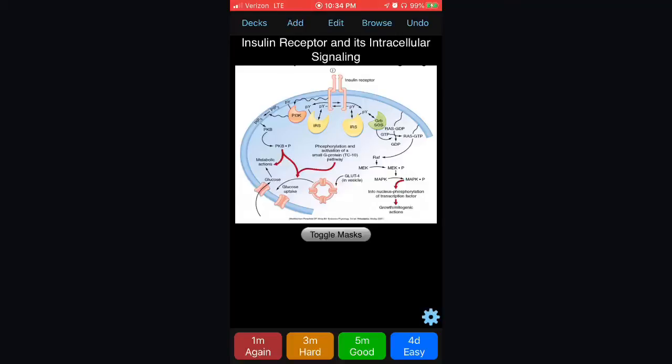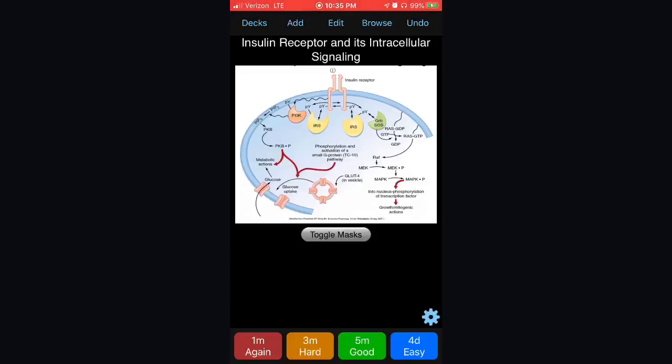So IRS, PI3 kinase, PIP2, PIP3, PKB, and then GLUT4 in the vesicle. Well, whatever. All right, PI3 kinase, PIP3, PKB, PKB phosphate. So IRS, PI3 kinase, PIP3, PKB phosphate, and then GLUT4. Okay, cool.